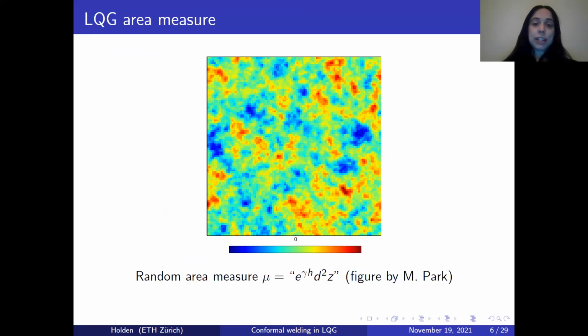In this figure, you can see an illustration or simulation of the LQG area measure. Heuristically speaking, it is the measure which has density e to the power gamma h relative to Lebesgue area measure. The red regions that you can see in the figure correspond to the high density regions where the Gaussian free field is particularly large, whereas the blue regions correspond to the low density regions where the Gaussian free field is particularly small.